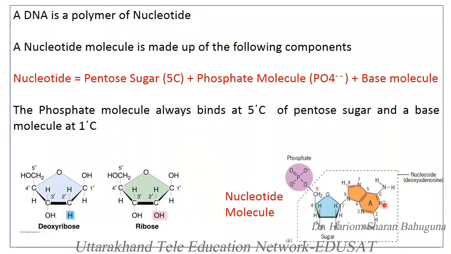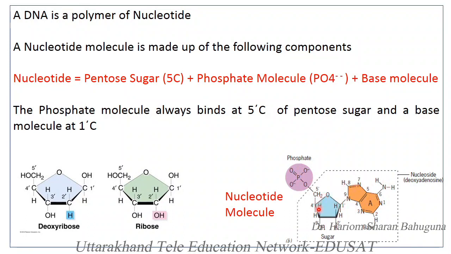Here the structure shows a nucleotide molecule. This is a base molecule and it is linked at the first carbon of this pentose sugar, and here this is the fifth carbon of this pentose sugar at which a phosphate molecule is attached. So a nucleotide molecule is a phosphate molecule combined with a pentose sugar plus a base molecule.